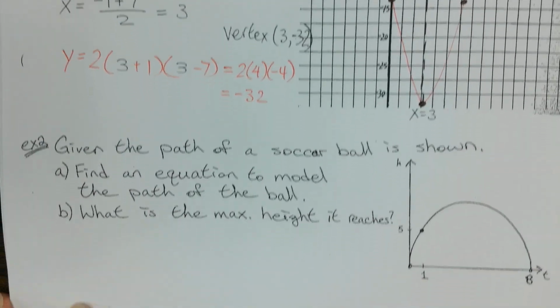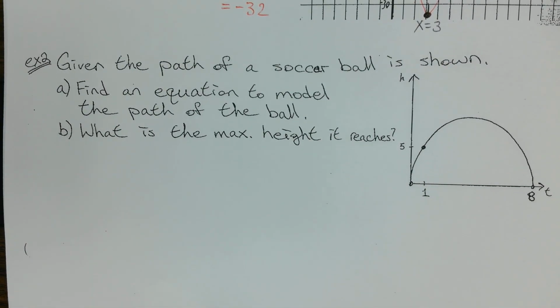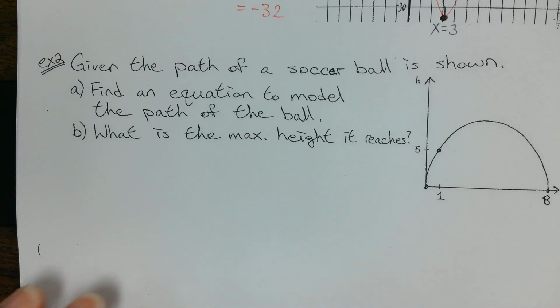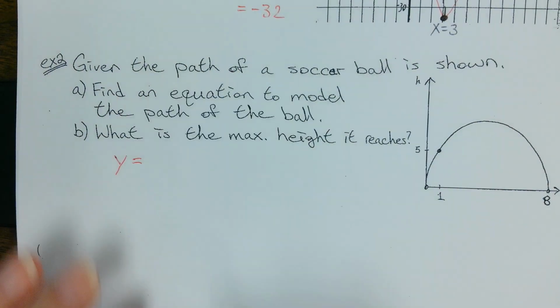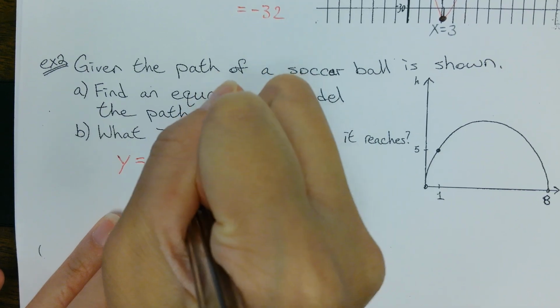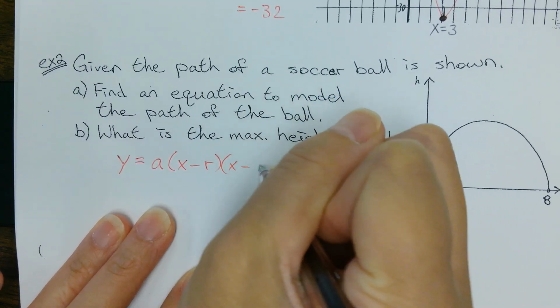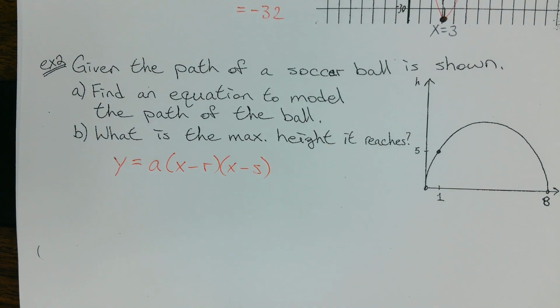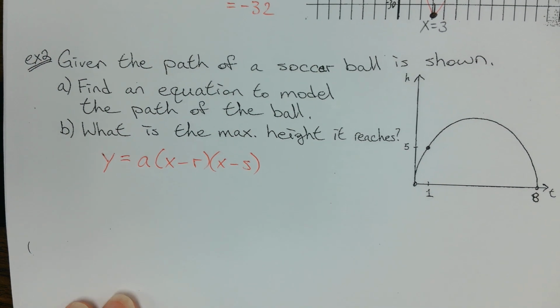So, one last example. Given the path of a soccer ball is shown, find the equation to model the path of the ball. What is the maximum height it reaches? That's all the information I gave you, a graph like this. So let's try to come up with the equation. Remember, in the factored form, the general equation is y equals a times x minus r, x minus s.